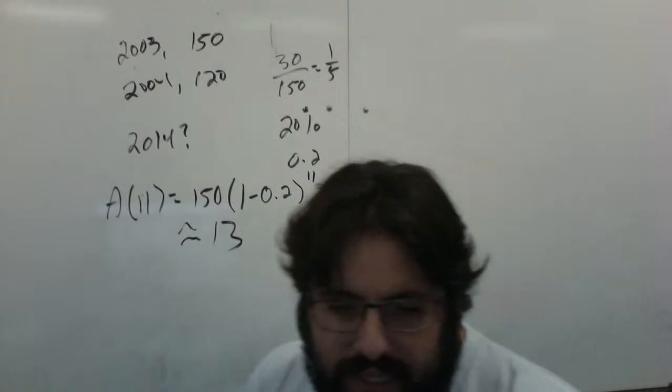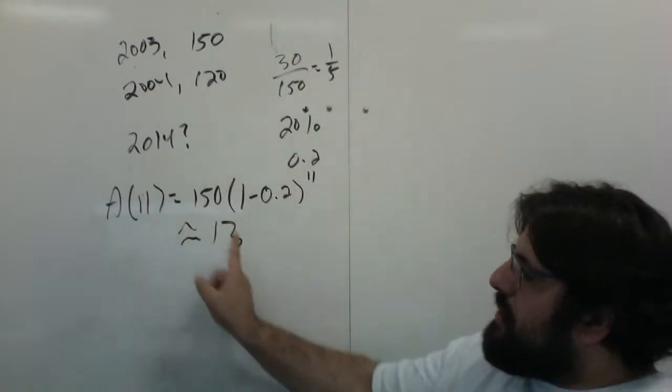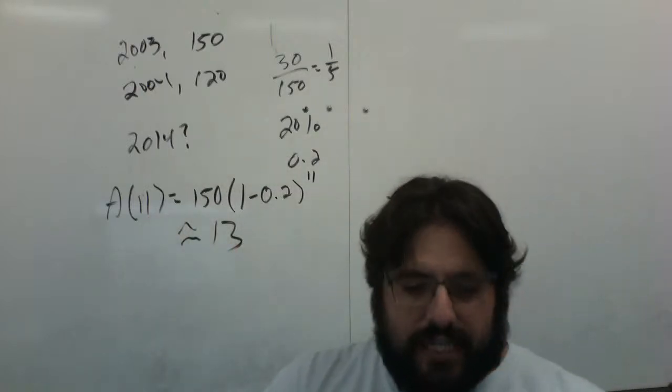Now, second part is, how long will it take for them to go extinct? What value of t do I need to reach to make this 0? Well, I'll let you guys figure that out on your own.